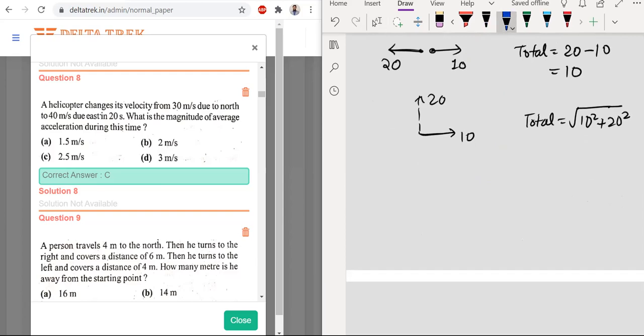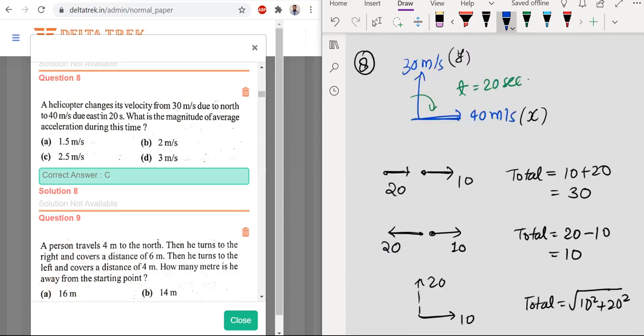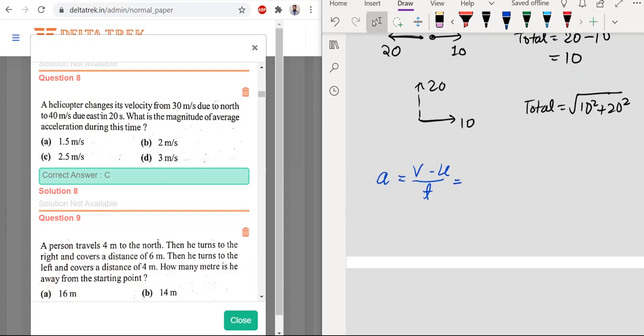So what is asked? What is the magnitude of average acceleration during this time? Average acceleration will be final velocity minus initial velocity upon time taken. The final velocity is towards which direction? The final velocity is 40 towards x.